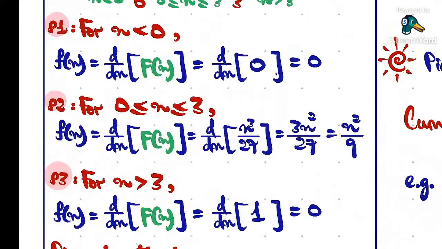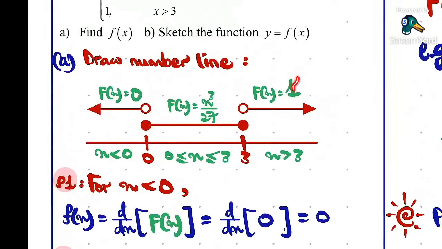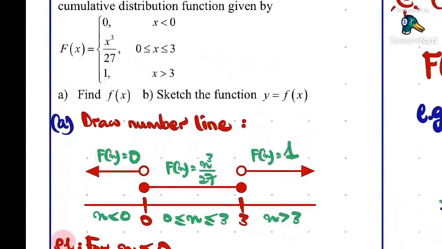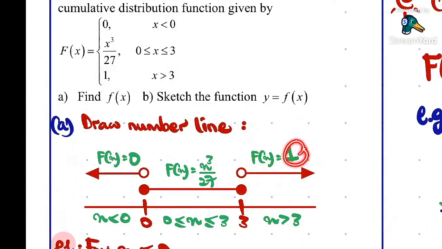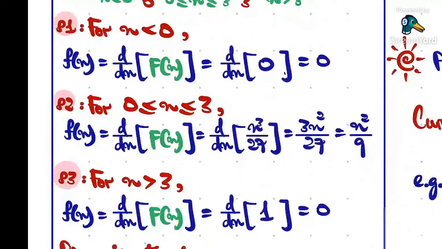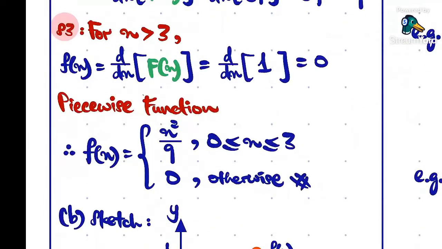And then the third step is where we differentiate the last part of the function. Okay, not 0, the last part of the function, which is 1. Our last function is 1. Therefore, for x more than 3, differentiating 1 will give us 0. Therefore, as a conclusion, we make it in piecewise function, as usual. We must make a conclusion.